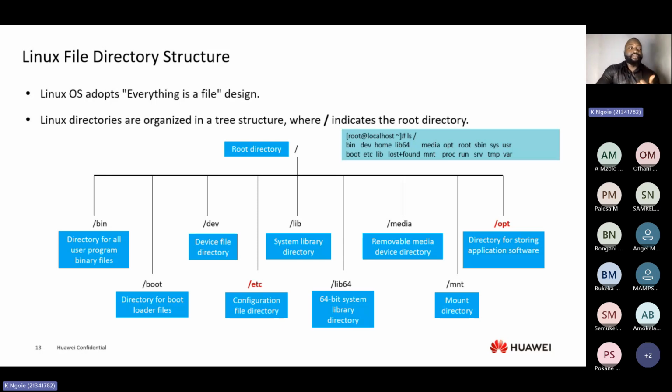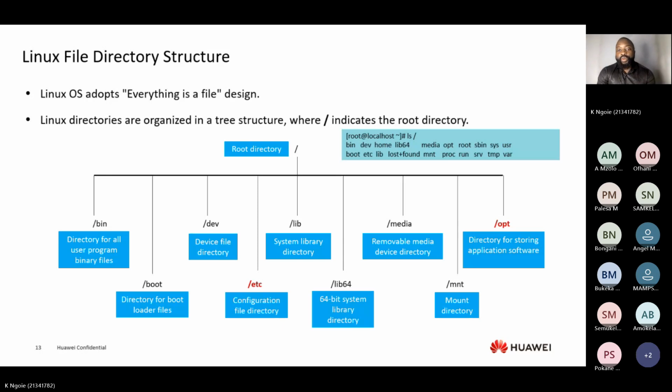And then you're going to have /etc. This is a configuration file directory. It basically stores all the configuration files and all the directories required for system management. Anything that you want to do with managing the system is stored in this. And then you have the /lib, which stores some basic libraries of the system.